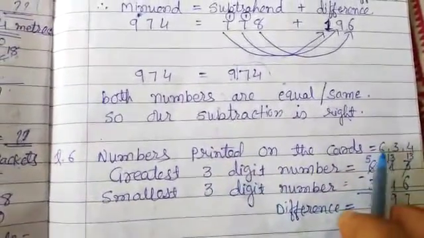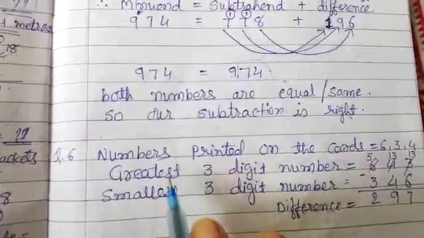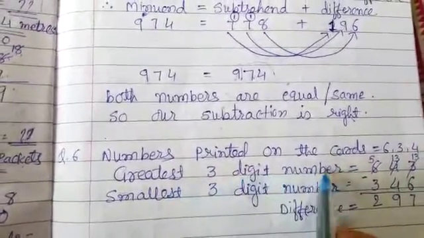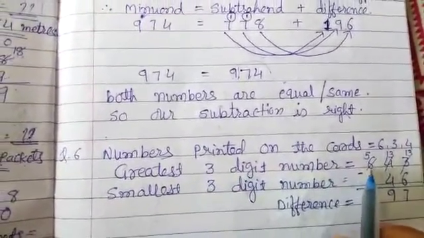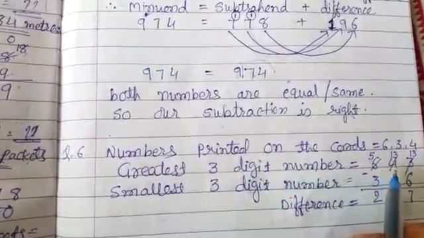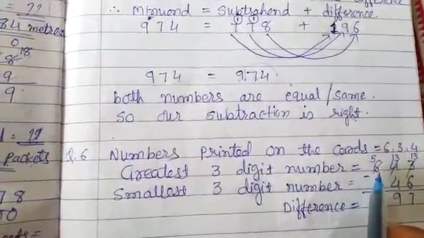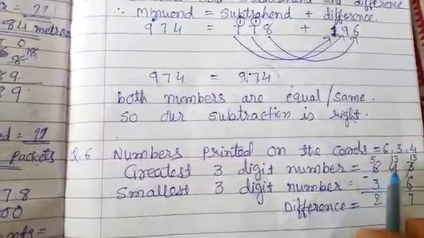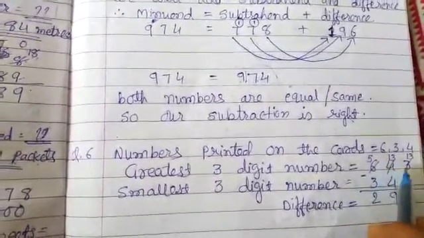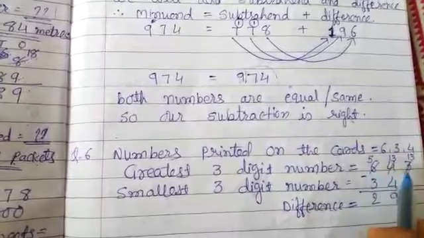Now with the help of these 3 digits we will first make the greatest 3-digit number, and for that we will arrange the numbers in descending order. Descending means big to small. So the biggest number 6, then 4, then 3. So our number is 643.